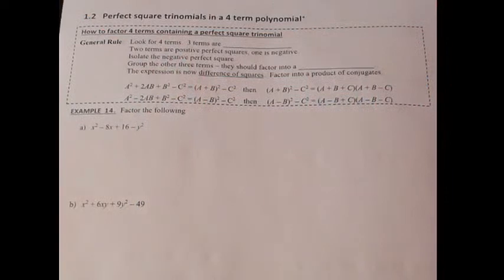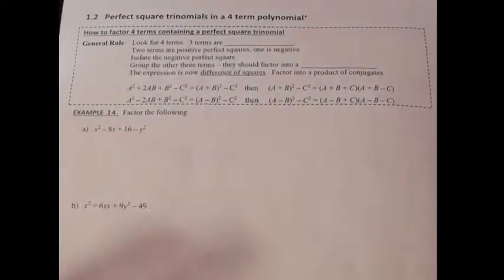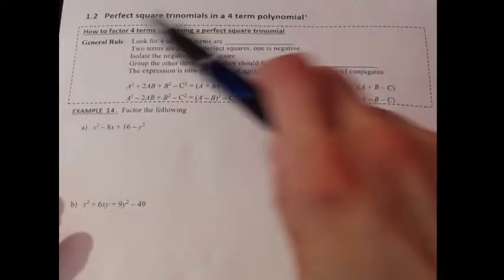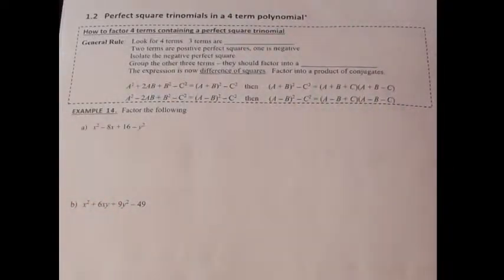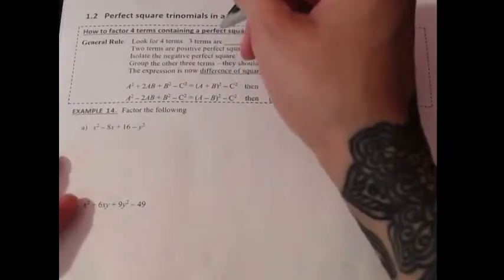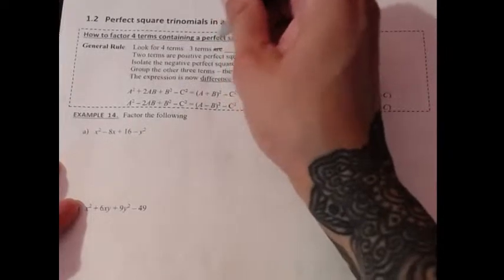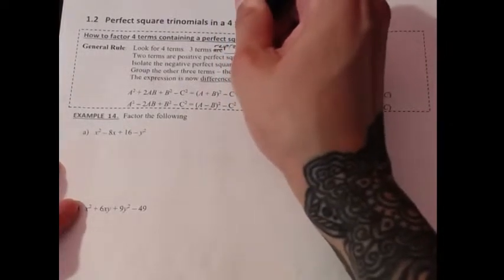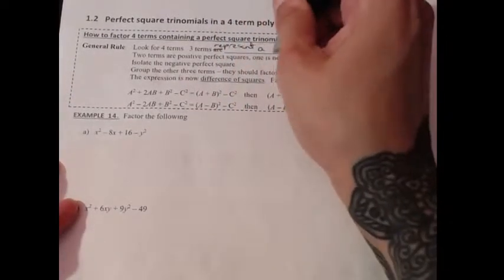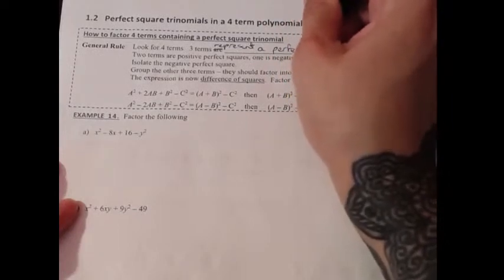But let me show you. Let's take a look. So notice, let's fill in the top. Why not? The general rule is you're going to look for 4 terms, and 3 terms represent a perfect square trinomial.